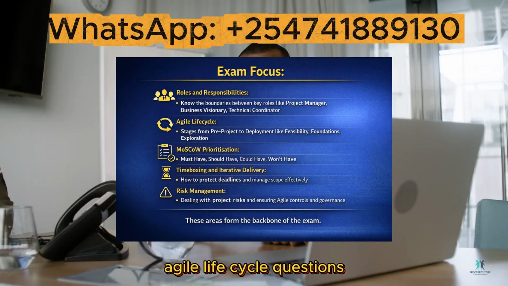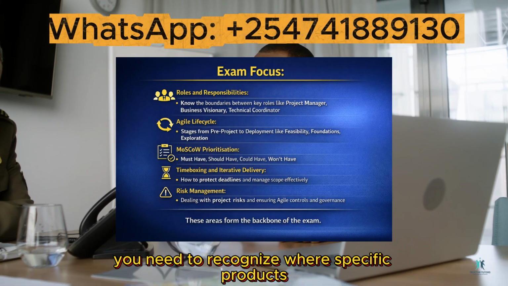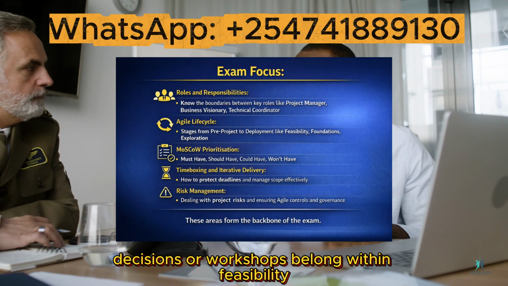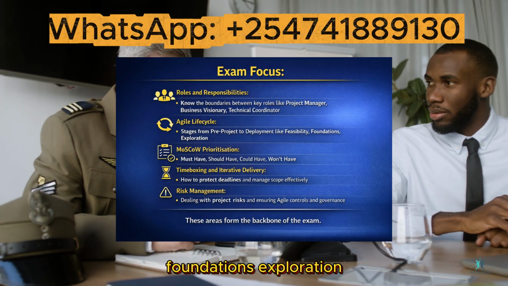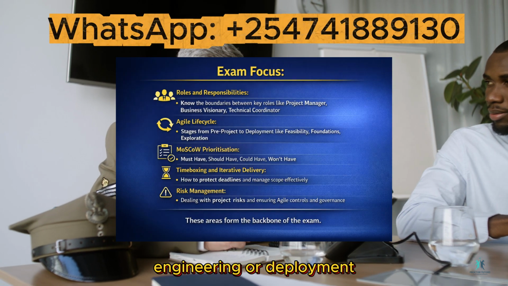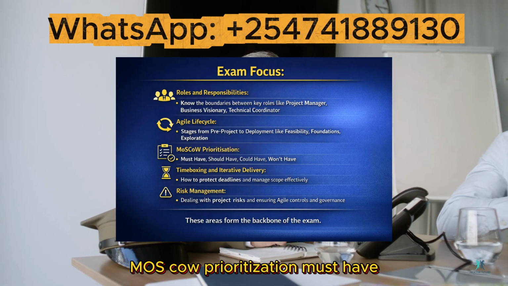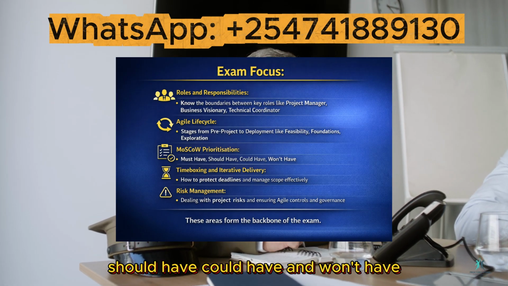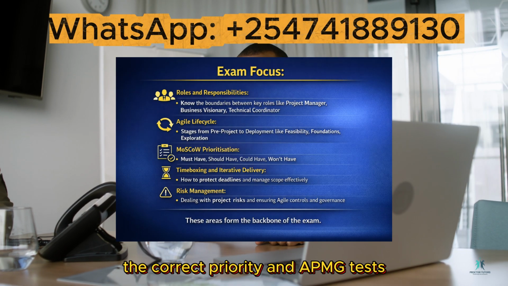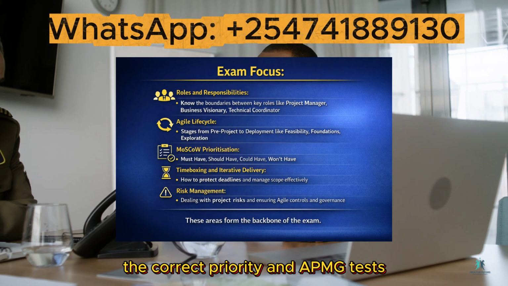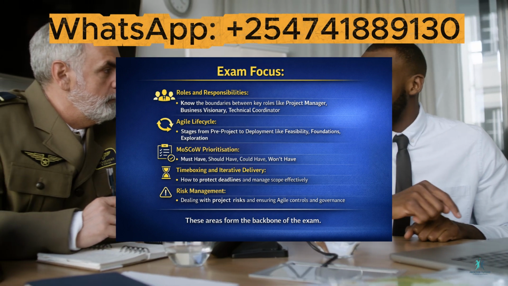Agile lifecycle. Questions often reference the stages from pre-project to deployment. You need to recognize where specific products, decisions, or workshops belong within feasibility, foundations, exploration, engineering, or deployment. MoSCoW prioritization: must have, should have, could have, and won't have. Scenario decisions often revolve around choosing the correct priority. And APMG tests whether you understand the rules behind each category.